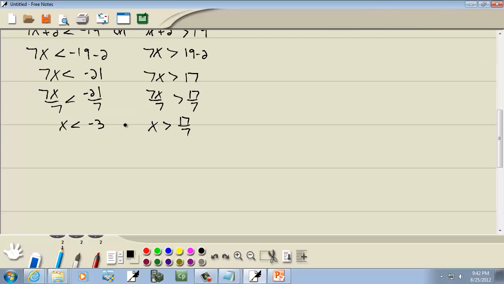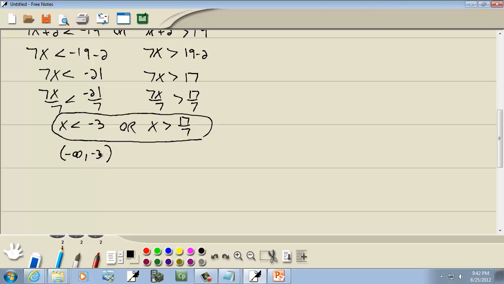Now there's an or between them. Now I'm happy with that answer right there. If you're curious what interval notation looks like, well, x is less than -3, that's going to negative infinity. That's -3. Less than -3, so it doesn't include -3, so parentheses there. Over here, x is greater than, so it doesn't include it. So we've got parentheses, 17/7, and it's going to positive infinity. And we put a union symbol in between them. Remember, union in mathematics corresponds to your or.